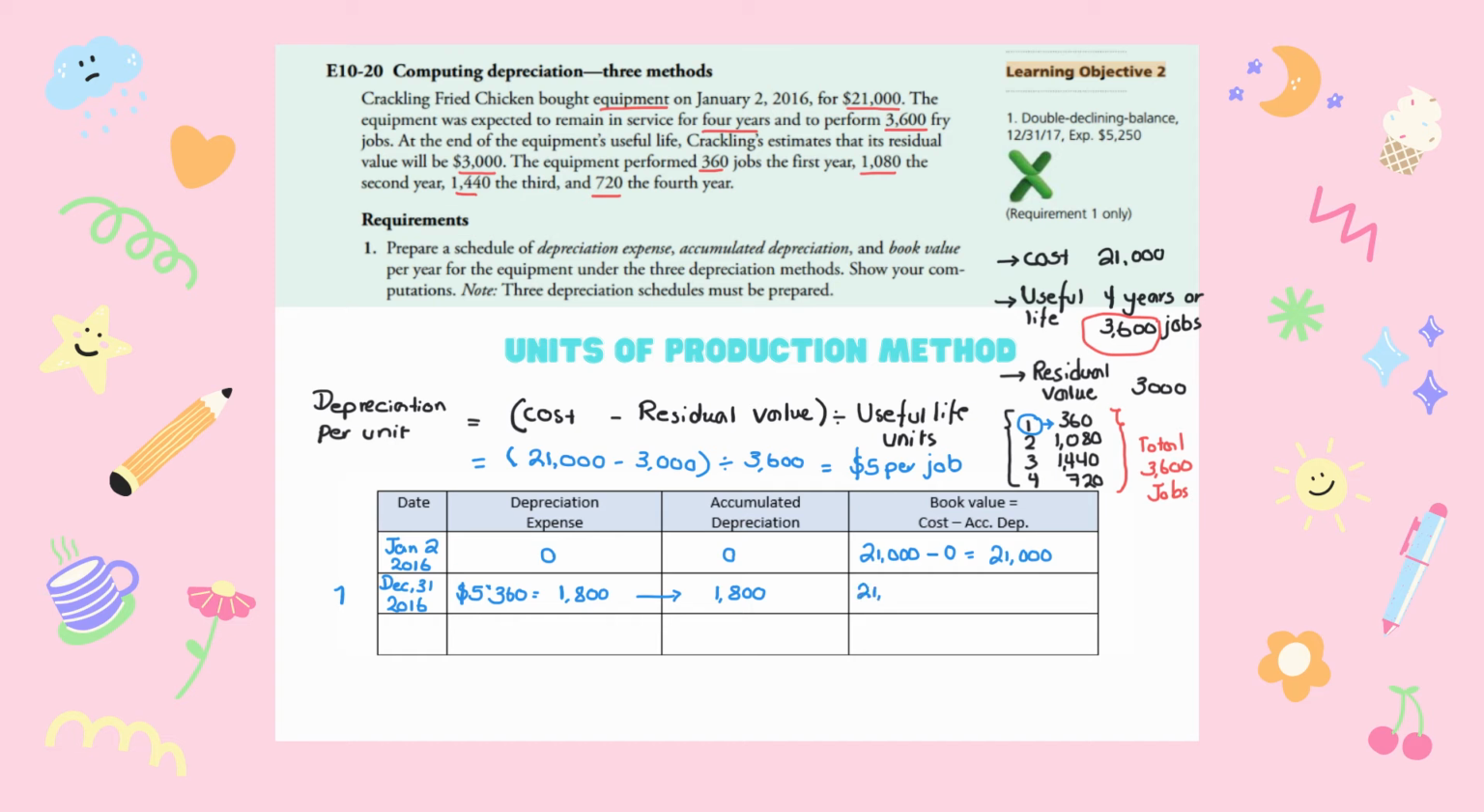Cost is 21,000, accumulated is 1,800. So it's gonna be 19,200.